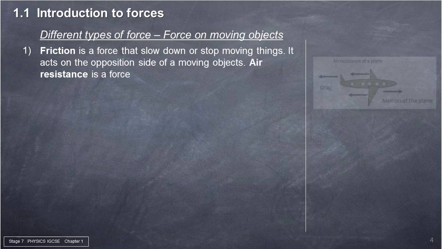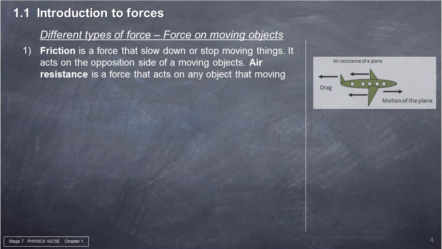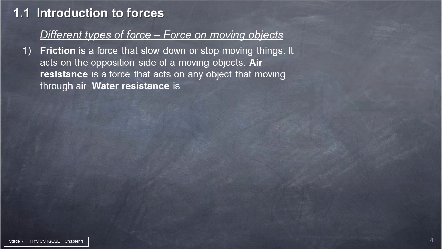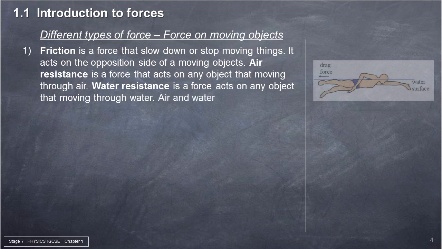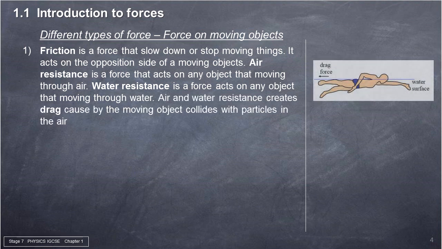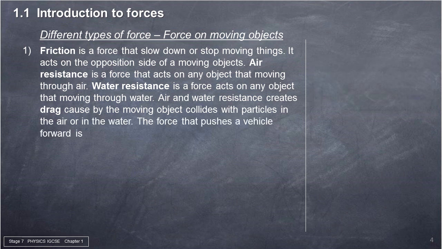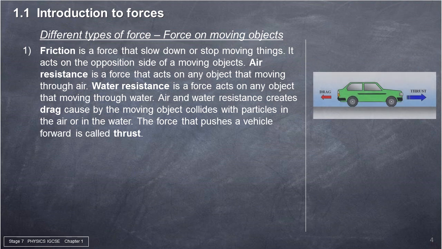Air resistance is a force that acts on any object moving through air. Water resistance is a force that acts on any object moving through water. Air and water resistance create drag, caused by the moving object colliding with particles in the air or in the water. The force that pushes a vehicle forward is called thrust.